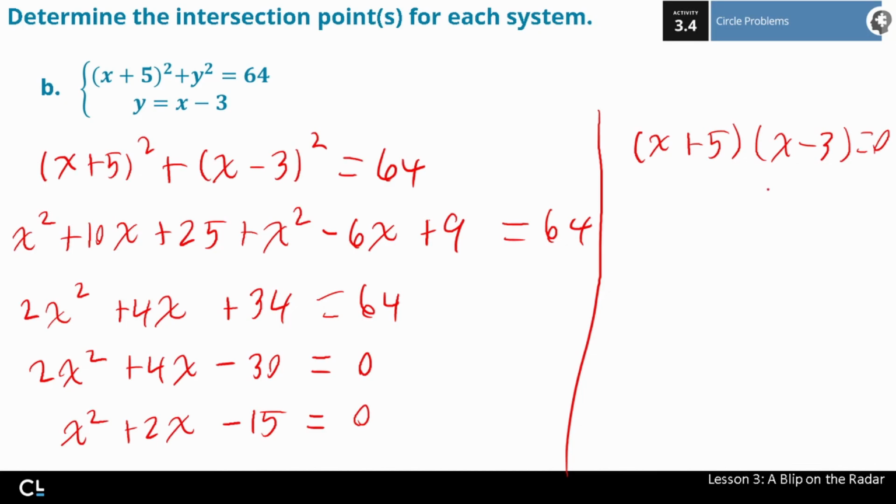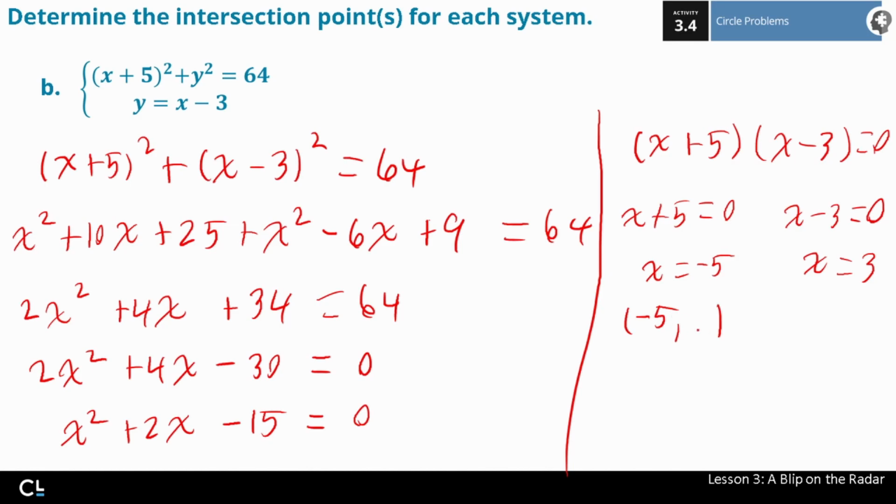We can set both of these equal to 0, which will give me x plus 5 equals 0. X minus 3 equals 0. Which then means subtract 5 from both sides here. We'll get x equals negative 5. And x equals 3. We can write that in coordinate form. Negative 5, comma, and we'll find our y. And then 3, comma, and we'll find our y. If we plug it in up here, negative 5 minus 3 will give me negative 8. 3 minus 3 will give me 0. Awesome. Second system of equation done.